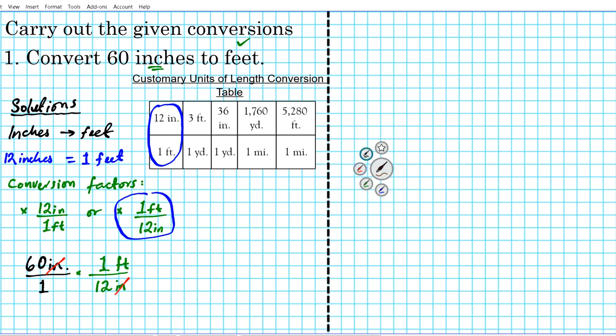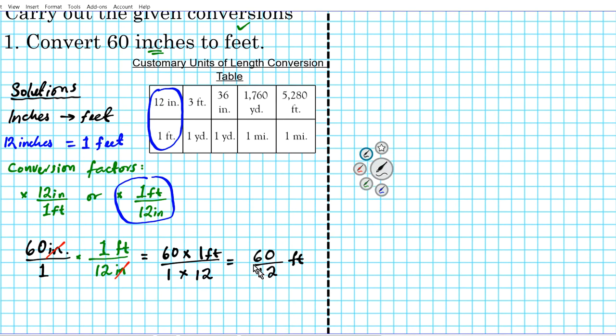Now let's multiply across. In the numerator, 60 times 1 gives 60 feet. In the denominator, 1 times 12. Multiplying further, we have 60 over 12, and the unit is just feet. What is 60 divided by 12? 60 divided by 12 is 5. So that is equal to 5 feet.